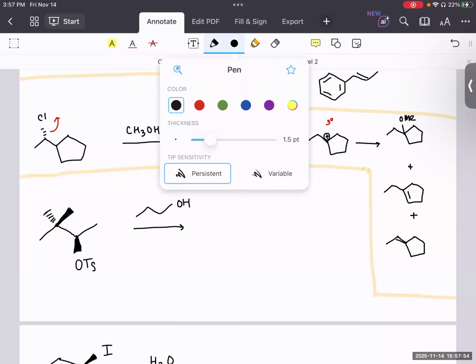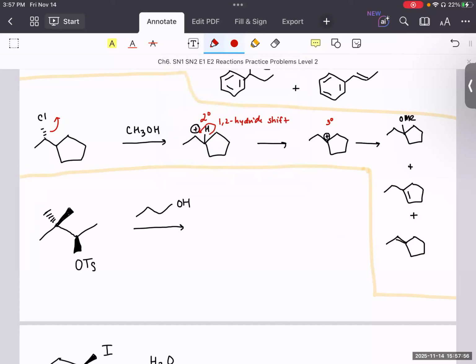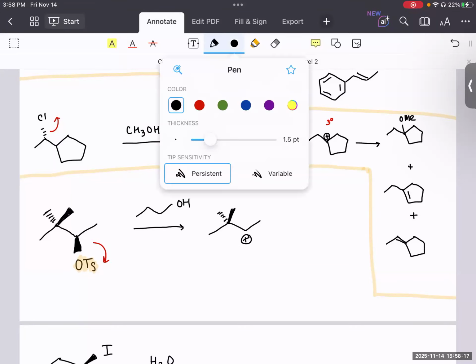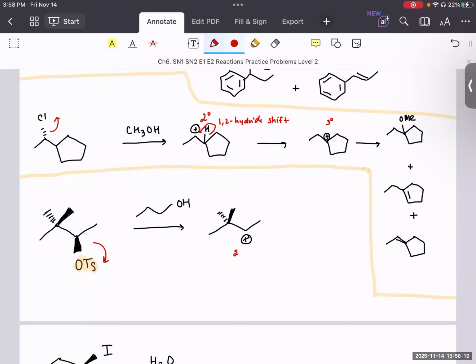Okay. All right. Next, we can take a look at this bottom one. And so here, this one's a little bit trickier because it doesn't have the chlorine, bromine, or iodine that's usually the leaving group. But OTs, tosylate, is really, really good as a leaving group. And so we could have that leaving group leave, and we would form a secondary carbocation. And so from here, we have a secondary one.